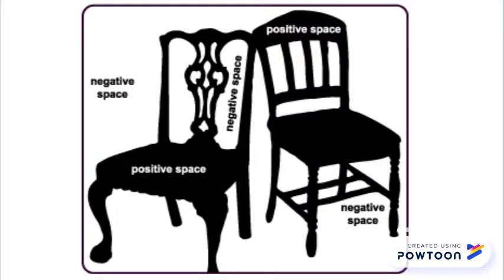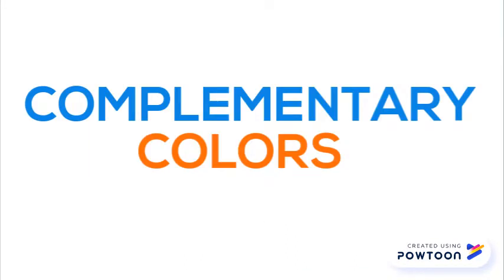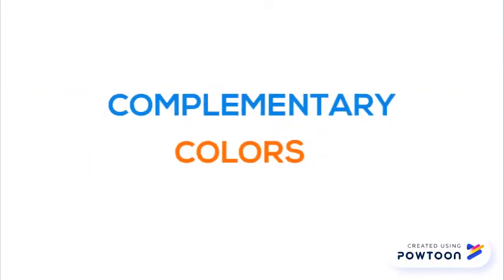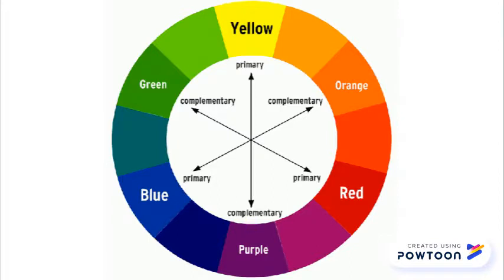Positive space in art refers to the main focus of a picture. The negative space refers to the background. Complementary colors are colors that are opposite one another on the color wheel.